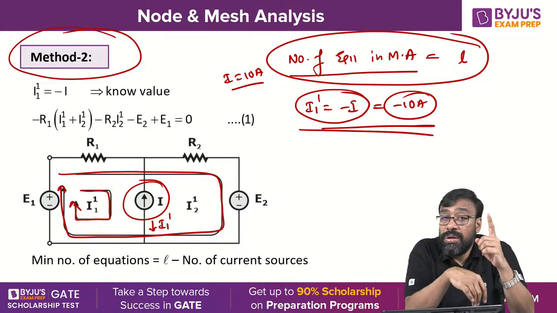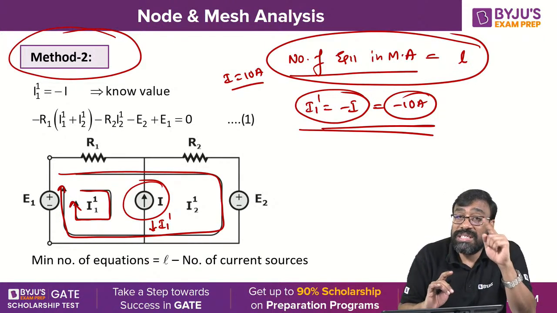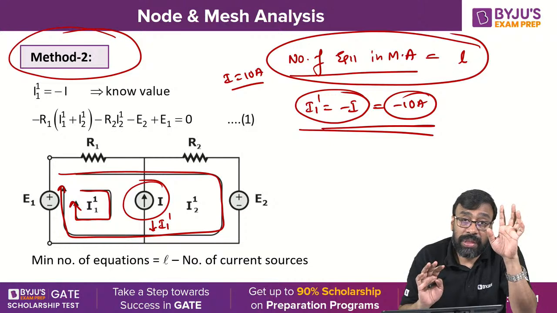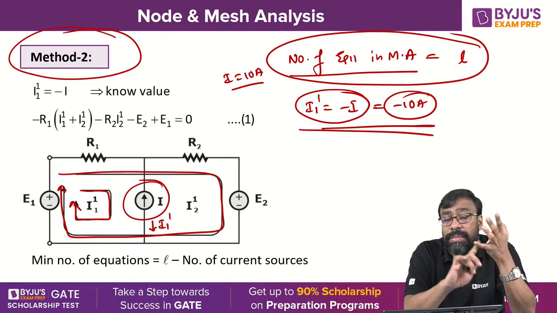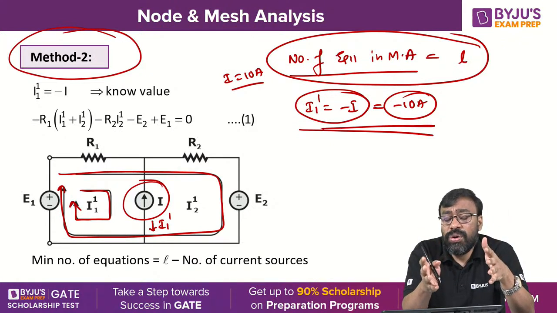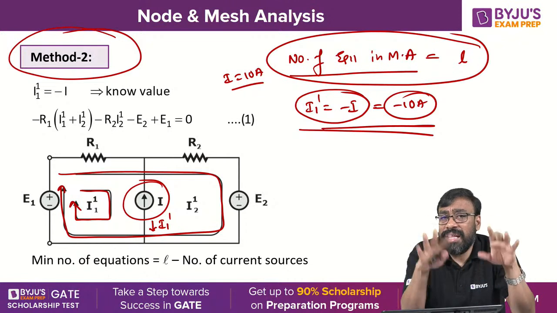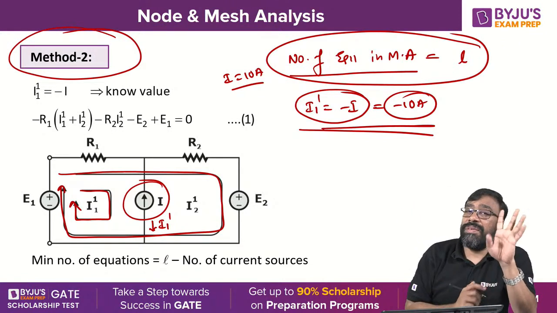Yes or no? But I2 dash is supposed to be determined. One equation is compulsory in this particular case. How many loops are there? Two loops are there. Yes or no? But I1 dash is not required to solve. Without solving the equations itself, you are getting that value. Only one more equation is required. So two loops, but one equation is enough.